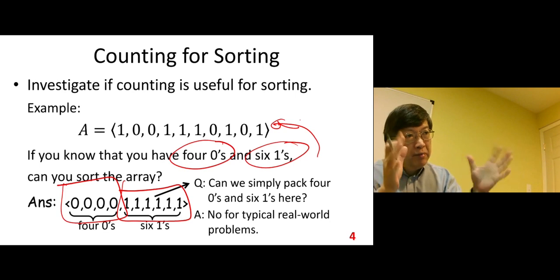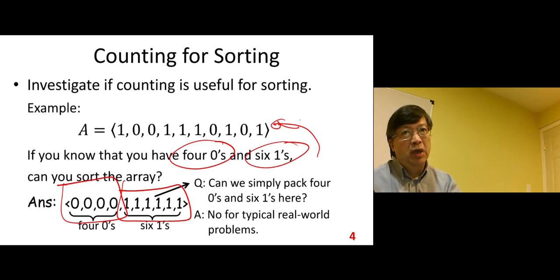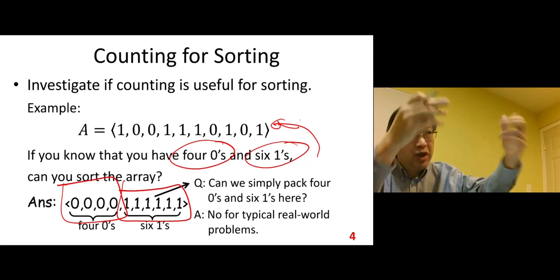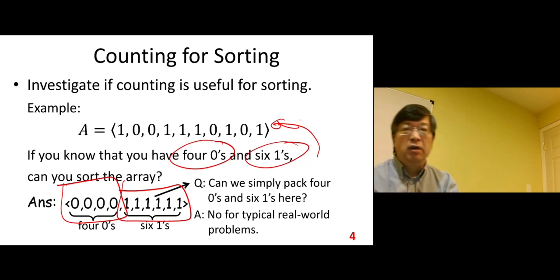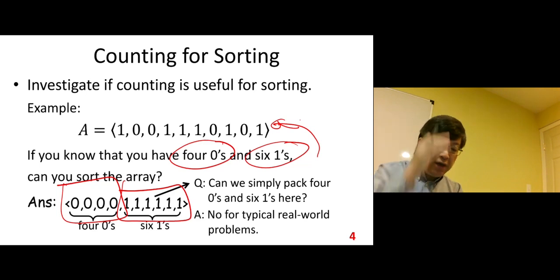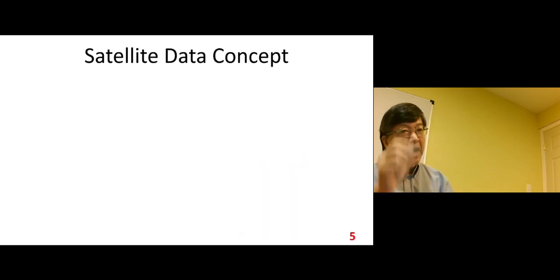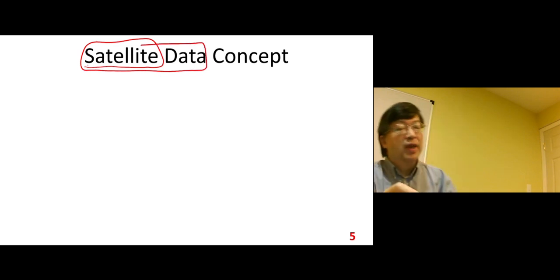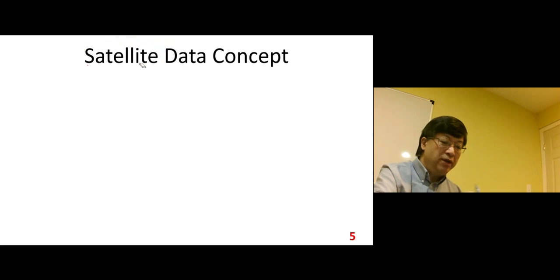Because eventually we want to solve real-world problems, our counting problem should match the real-world situation as much as we can. Then it is useful. Otherwise, you do something, but when you go to the real world, you get a completely different problem, so you cannot use your current result. So here, let's consider typical real-world problems. Let me give you another interesting concept: satellite data. In the real world, we frequently have satellite data, so we need to consider that situation. Let me explain the satellite data concept.